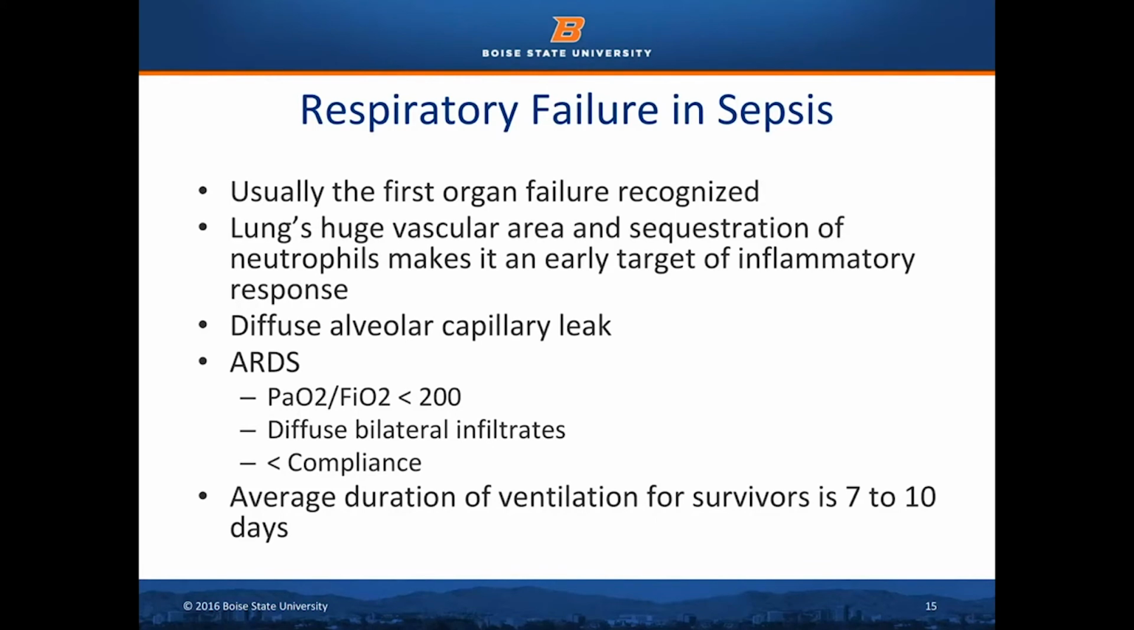So when we provide positive pressure ventilation, we see disruption of alveolar space and septae. And so one of the best things we can do for the patient with evolving sepsis and ARDS is to use a lung protective ventilatory strategy. That's actually one of the things that can make the biggest difference in terms of outcome.